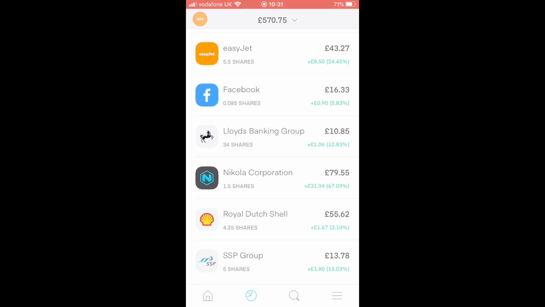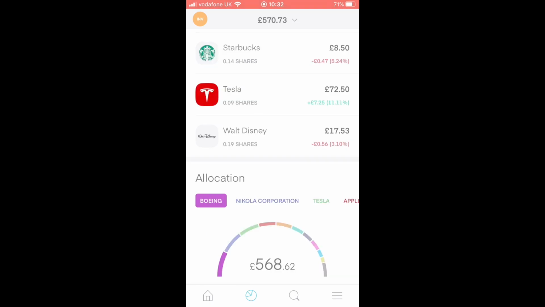My investment in Royal Dutch Shell has dropped back from a rate of return of just under 10% to around 3%, which equates to around a £4 difference since the previous video. And my investment in SSP Group has dropped back again by around 15% from 31% in the previous video, meaning around a £2 loss. The other three companies in my portfolio are Starbucks, Tesla and Walt Disney.